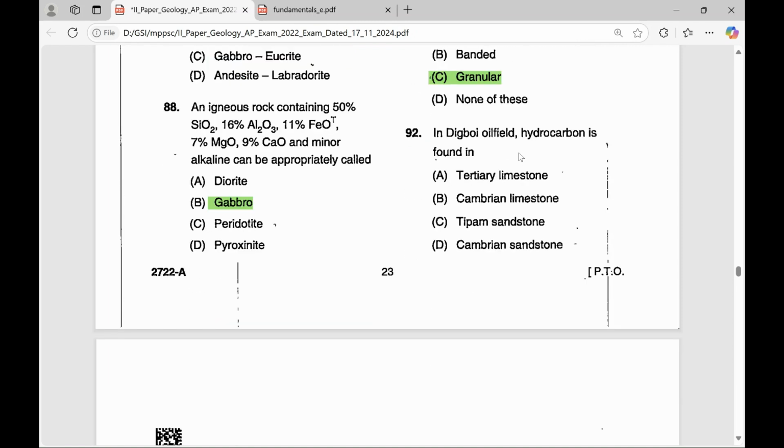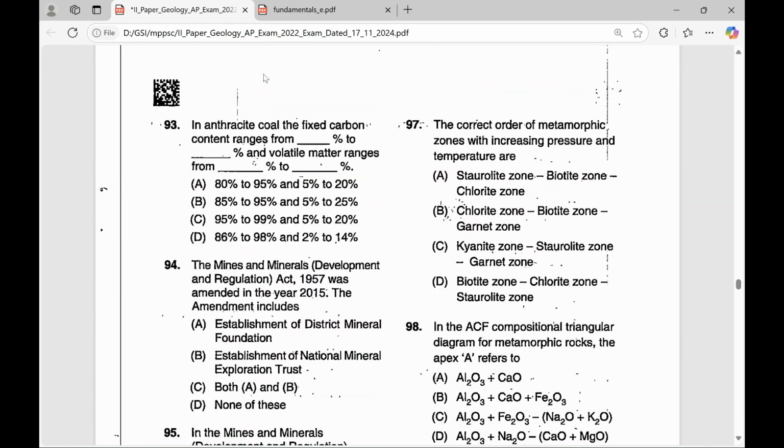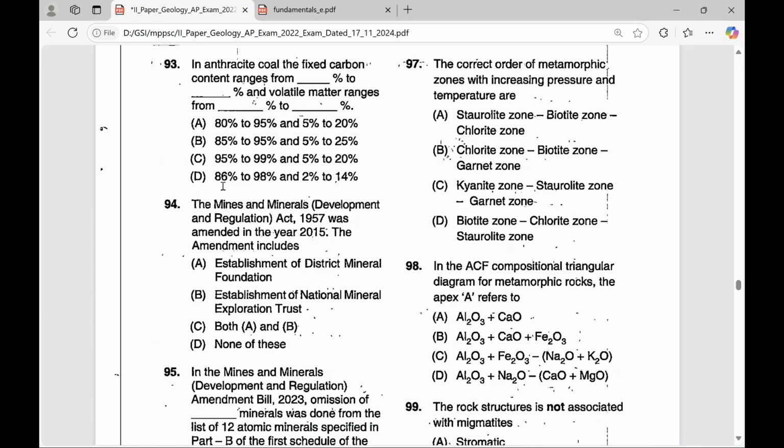Okay, in which oil field is hydrocarbon found? Options are Tertiary limestone, Cambrian limestone, Tipam sandstone. Tipam sandstone is in Assam. Okay, next, in anthracite coal the fixed carbon content ranges from dash percentage to dash and volatile ranges from dash to dash. So it's the highest rank, anthracite, so it will contain the maximum fixed carbon, highest grade.